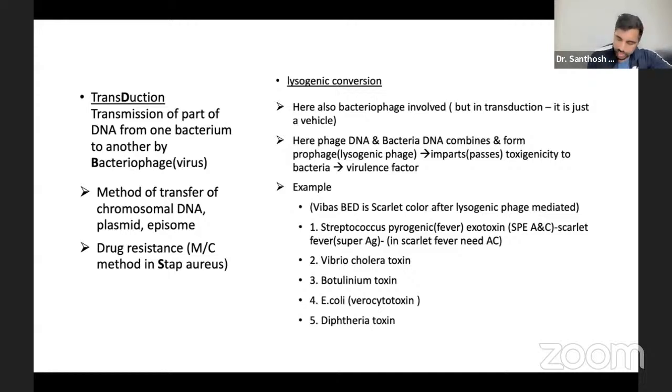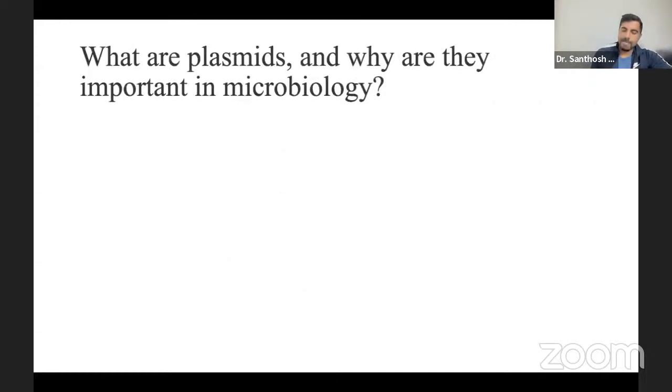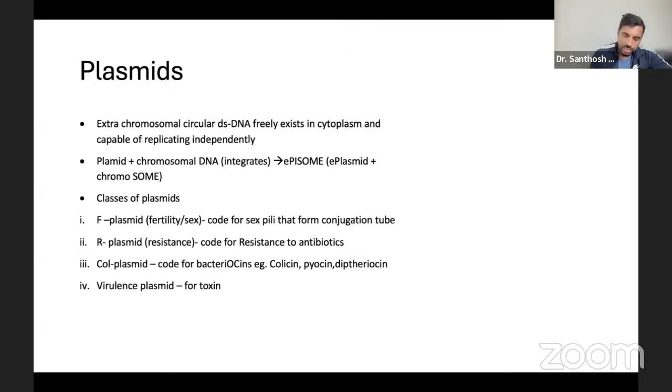Next comes plasmids and why they are important in microbiology. This is also a very important topic. A plasmid is basically an extrachromosomal material, double-stranded circular DNA, existing in the cytoplasm. If the plasmid integrates with the host chromosomal DNA, it forms something called episomes.